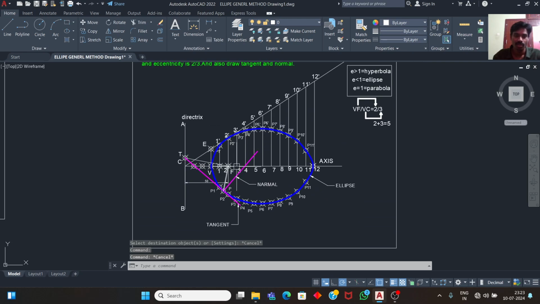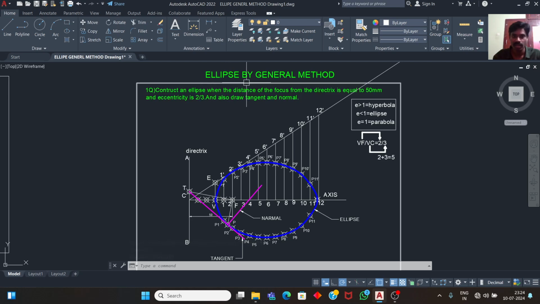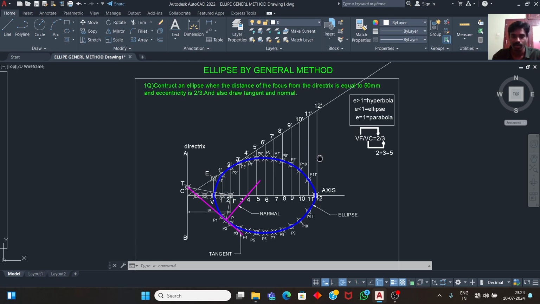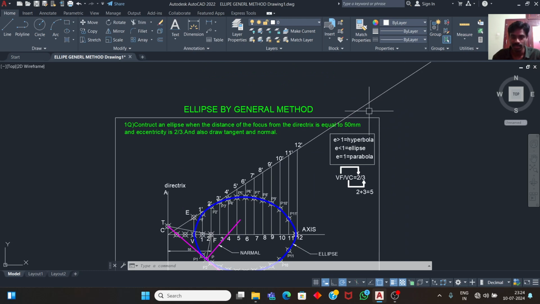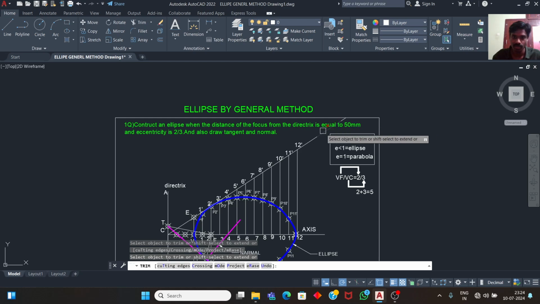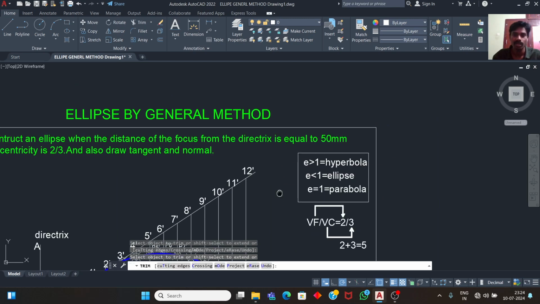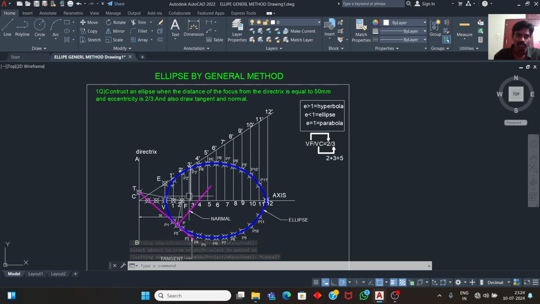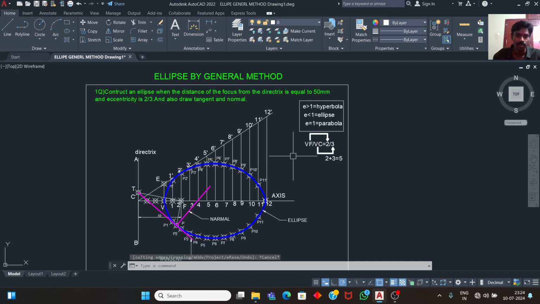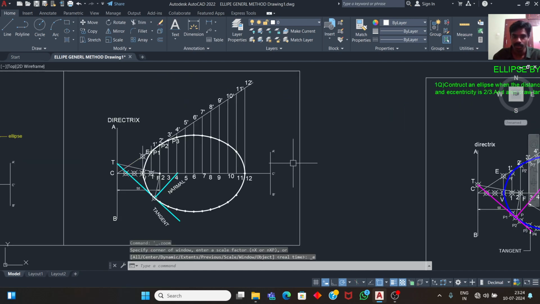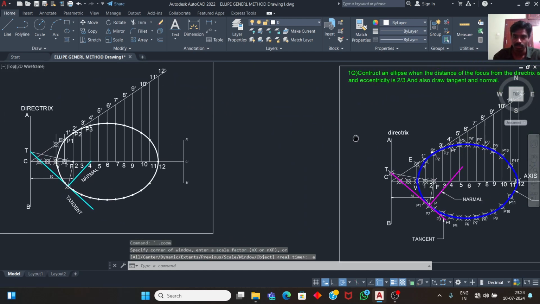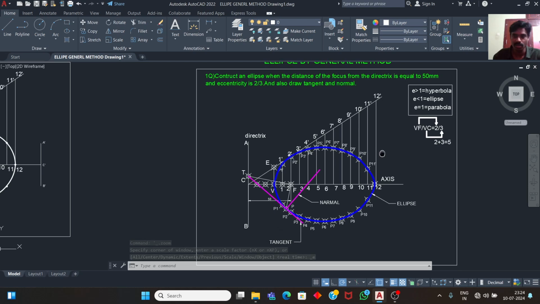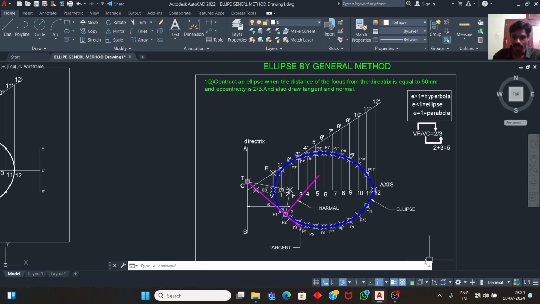This is the procedure for drawing the ellipse by the general method. We don't want this line, we can trim it. Up to the 12th point only we require. The remaining portion will be trimmed. So this is the procedure, a little bit difficult compared to parabola and hyperbola, but easy. So this is the complete procedure of the ellipse. Thank you.